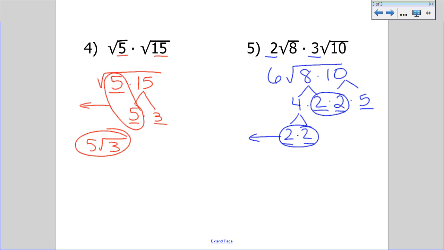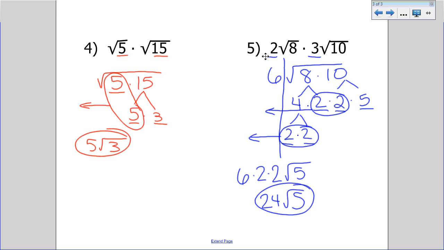So 2 is coming out. I've got a 2 coming out. So let's take a look at what we have outside here. We've got a 6. We've got a 2 from the pair of 2's, and we have a second 2 from the pair of 2's. So we have all of that outside of our radical. The only thing left in here that has been underlined is 5. So that means I have square root of 5. Now we saw this earlier with example 2. We need to multiply those together. So we get 24 square root of 5.